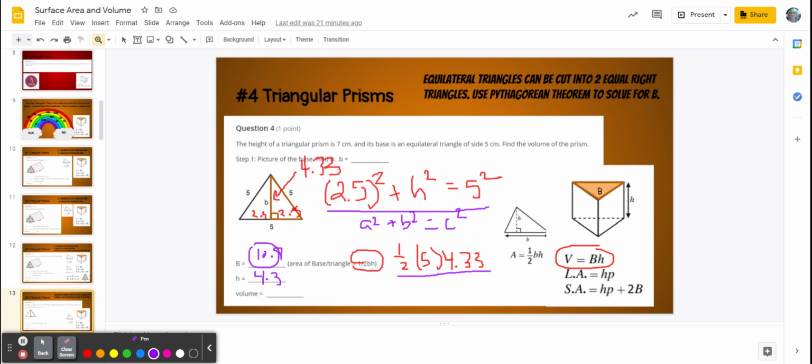Why do I have 3 blanks here? Is the volume? Yeah, those are your answers.